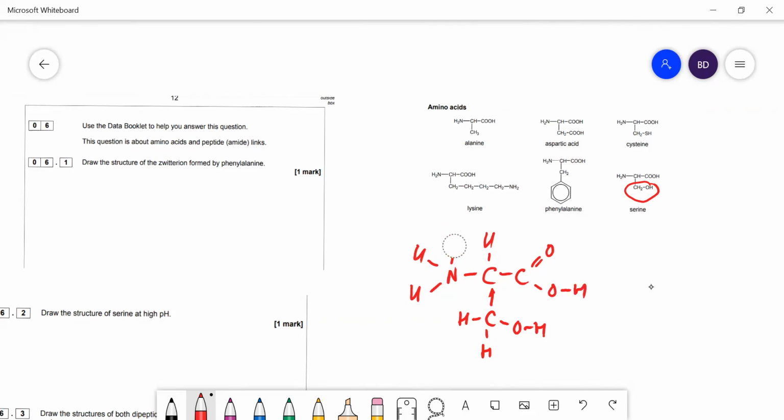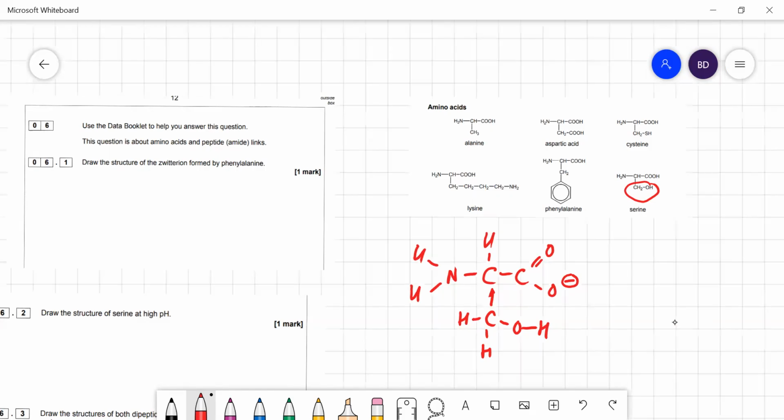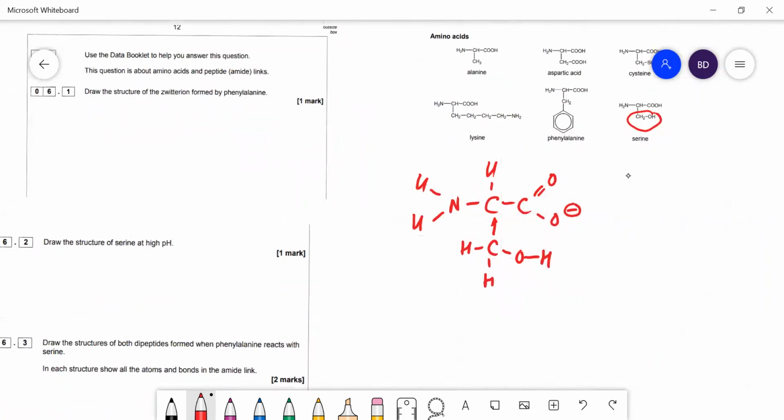Now it says high pH, so that means it's very alkaline, so we're going to remove a proton from there. Now, will alkali remove a proton from an OH group, from an alcohol group? No, it won't touch it. It's a really common mistake. People think that because it's on an amino acid it's somehow different, and they say that's going to become O- as well, which it's not. It will stay as OH, just like any normal alcohol group. They're definitely trying to confuse you there by asking about serine because it's got that OH group on it. Okay, draw the structures of both dipeptides.